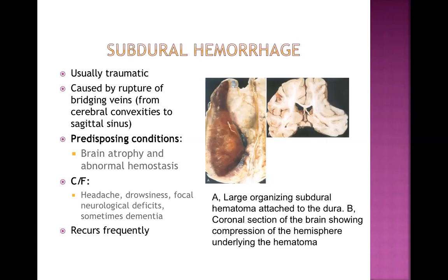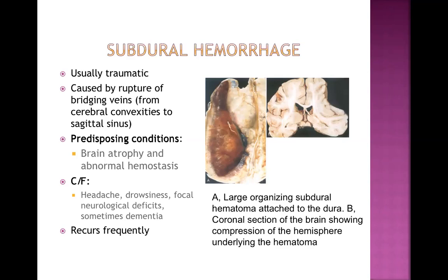Now, one other difference is that it is caused by rupture of a bridging vein, whereas epidural hemorrhage is caused by rupture of the middle meningeal artery. Certain predisposing conditions for subdural hemorrhage are atrophy of the brain and abnormal hemostasis in the patient. This atrophy of the brain may cause some strain to those bridging veins, and they may just start to bleed.